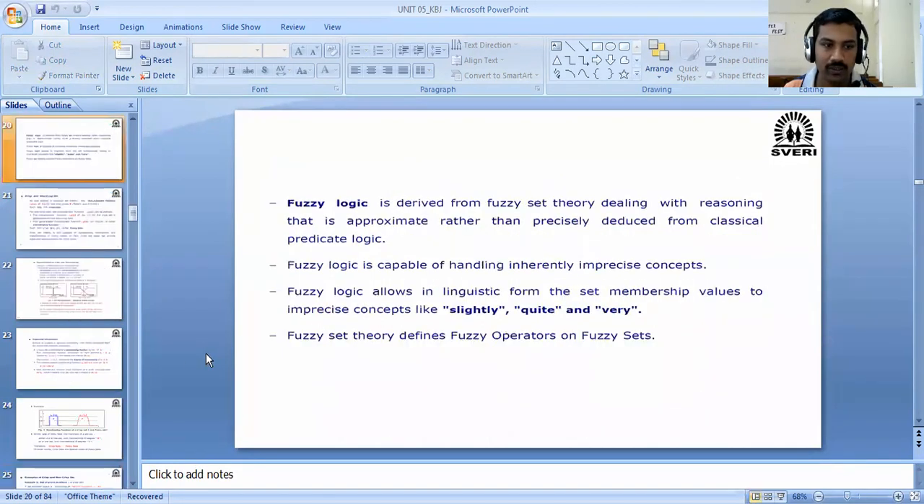Okay, we can define vaguely different sets, and depending on that set we can define the logic. Fuzzy logic is derived from fuzzy set theory, dealing with reasoning that is approximate rather than precisely derived from classic predicate logic. Fuzzy logic is capable of handling inherently imprecise concepts. Means slightly, okay, very high, like that we can use inside those terms.